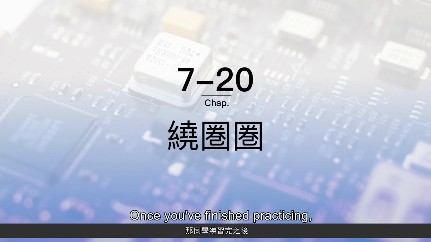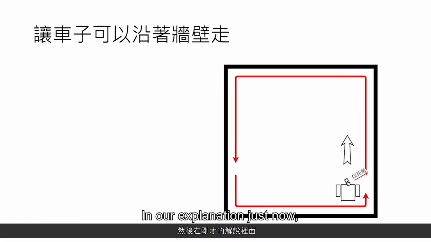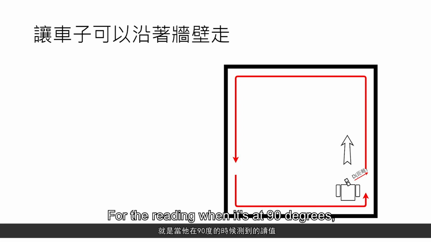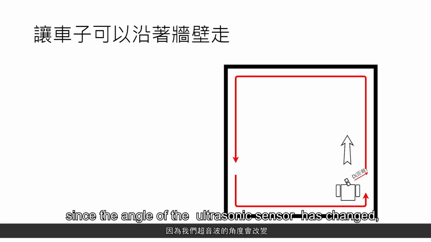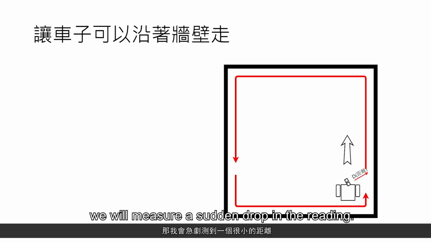Let's move on. Once you've finished practicing, we'll move on to the next topic. The next topic will be running in circles like this. In our explanation just now, you'll probably realize about our situation for reading when it's at 90 degrees. Since the angle of the ultrasonic sensor has changed, we'll measure a sudden drop in the reading.